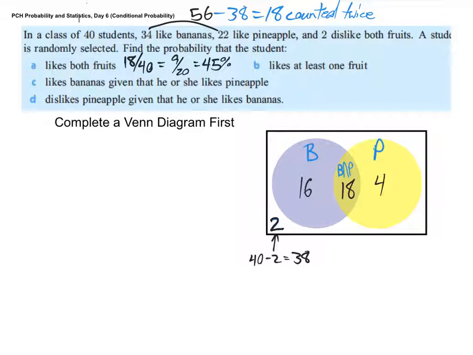What's the probability they like at least one of the fruits? 38 out of 40. 38 out of the 40 students at least liked something. Or 19 out of 20, which is 95%.